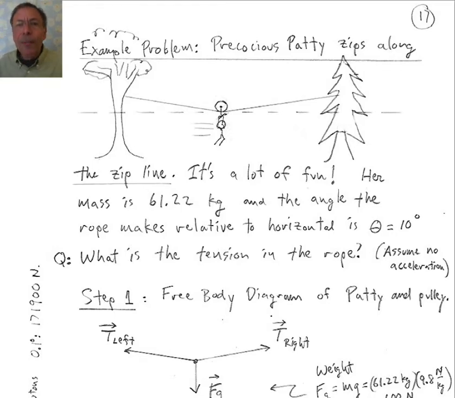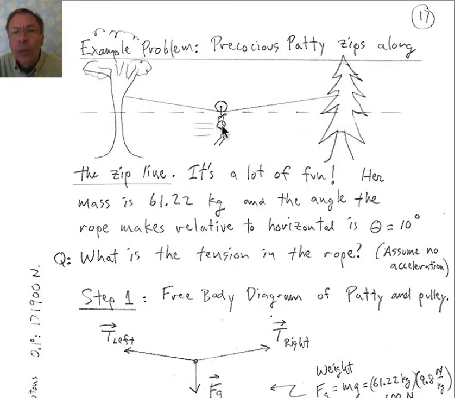Okay, so in my example here, I've got a physicist. Her name is Patty, and she's zipping along here. So she's moving to the right. But in this example, I'm going to say she's not accelerating. So we have an equilibrium problem. There's no acceleration, and so the net force on her is 0.